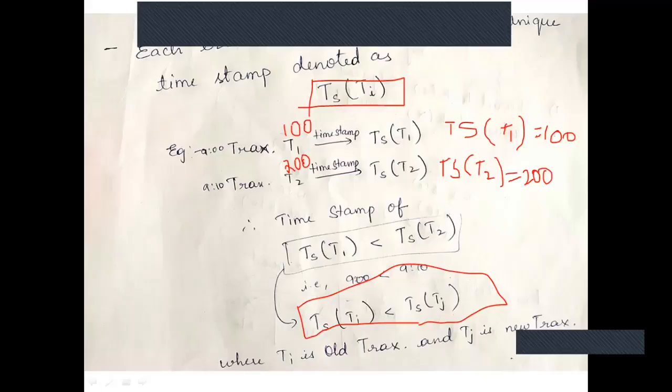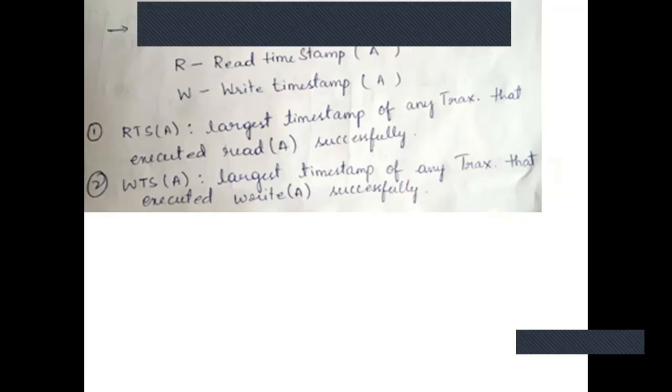Okay, next we'll go to the next slide. With this TS of Ti and TS of Tj, there are also a few other timestamp values. The first is the read timestamp and the next is the write timestamp. The read timestamp is the largest timestamp of any transaction that executes read of A successfully.